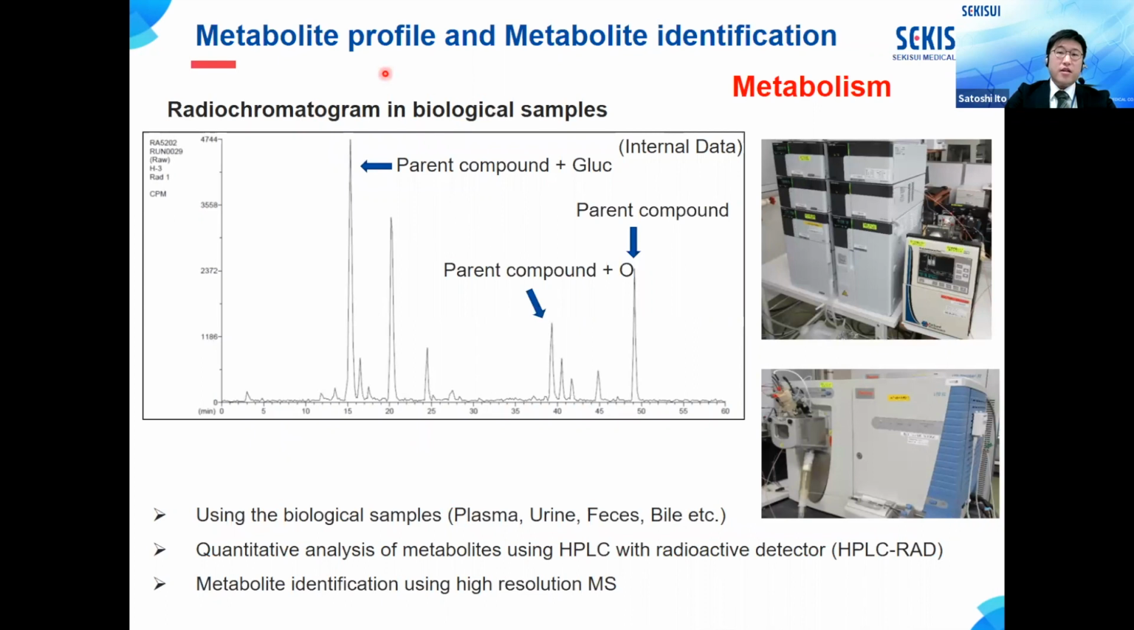The last study item, metabolite profiling and metabolite identification, is presented here. Metabolite profiling uses the HPLC RI-ADE to separate and quantify metabolites. Metabolite identification uses the high resolution MS to estimate structure for peaks separated by HPLC RI-ADE.